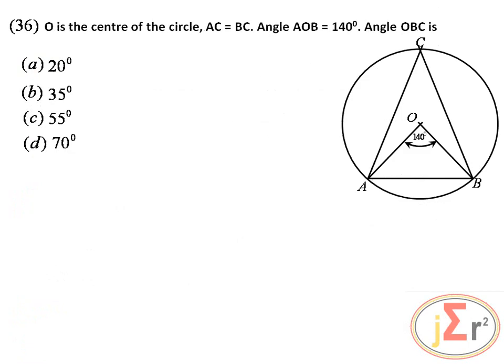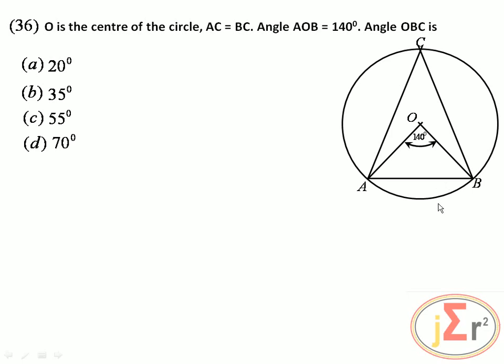Number 36. O is the center of the circle. AC is equal to BC. Angle AOB is equal to 140 degrees. And we need to find angle OBC. And of course we have some very good distractors, and we'll take a look at each one as we move merrily along.